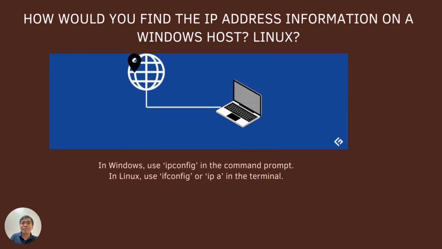How would you find the IP address information on a Windows host and a Linux host? So in Windows, use ipconfig in the command prompt, while in Linux, you use ifconfig or ip a in the terminal.